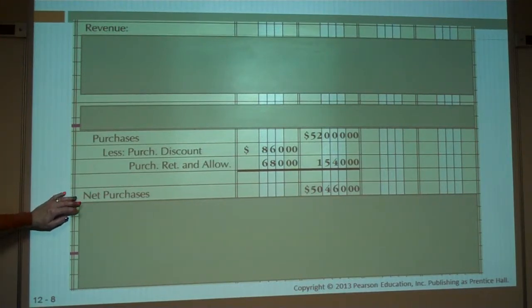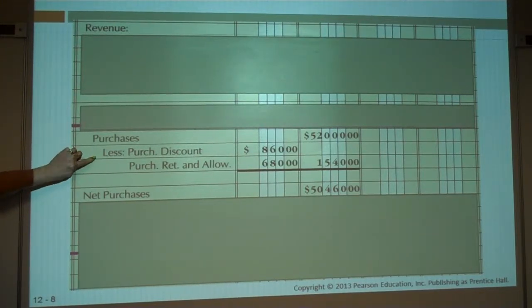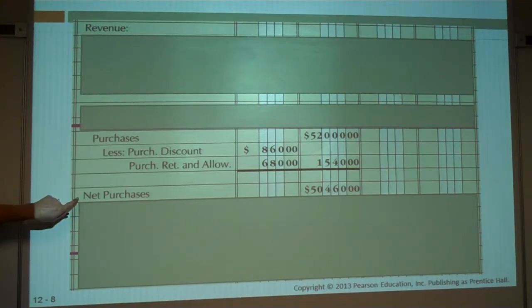So remember on the test, if you think, oh my gosh, I can't remember how to do this, but I know we have to have net sales, we have to have net purchases, you can at least do part of it. Don't just leave it blank. Try to complete the income statement. So we'll take our total purchases less our purchases discount and purchases returns and allowances. That gives us our net purchases. Those two calculations have to be on the income statement.